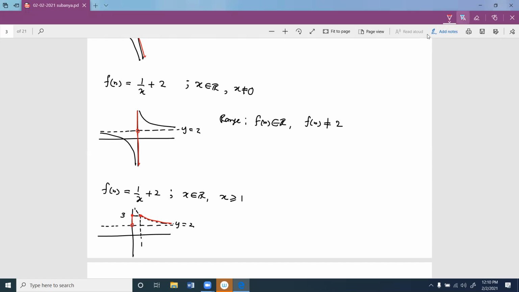Therefore, you can write for this kind of situation, f(x) is any real number, but there's a restriction: f(x) is greater than 2, it's not equal to 2, it cannot be 2, and less than or equal to 3. That is a fact we have to understand from this kind of situation.